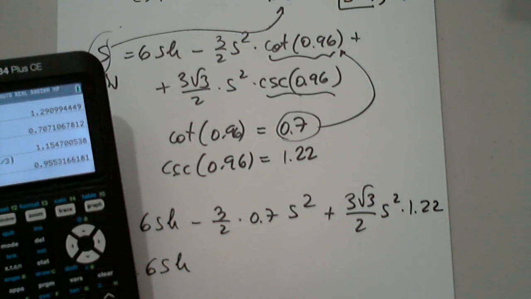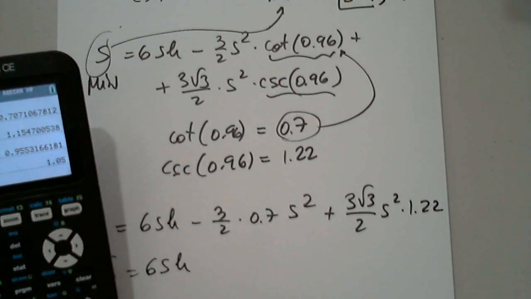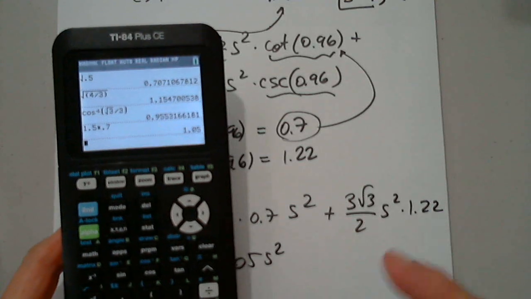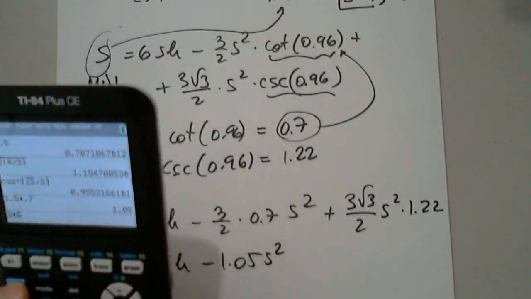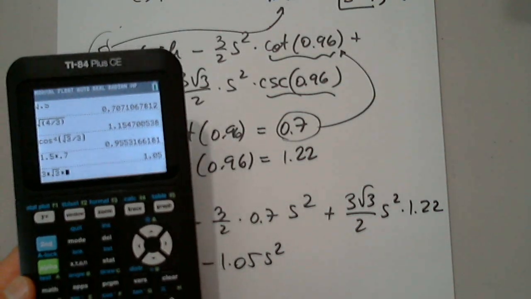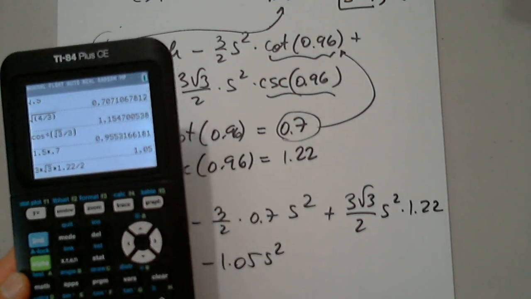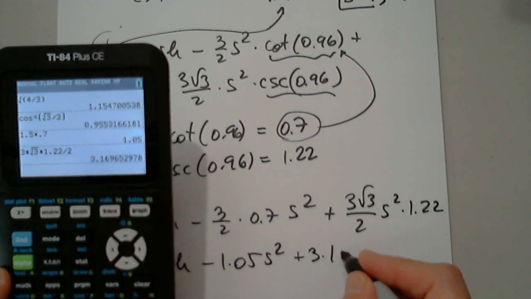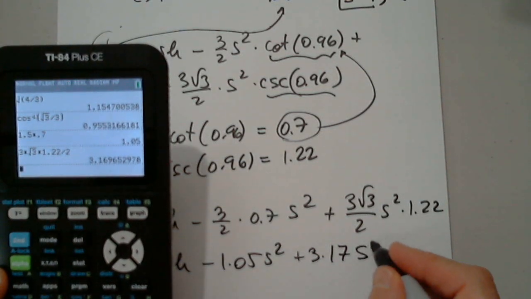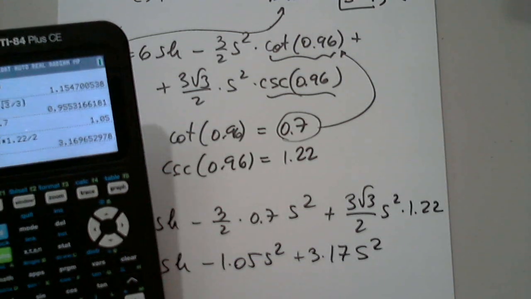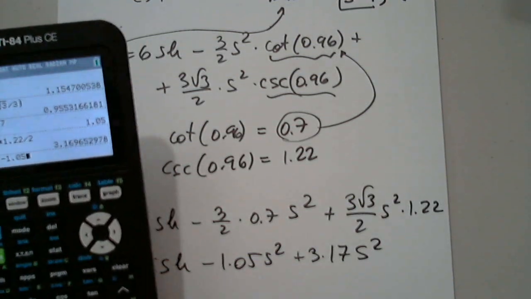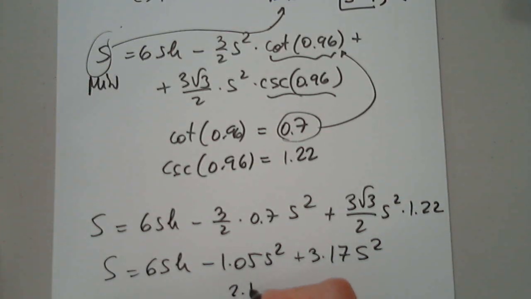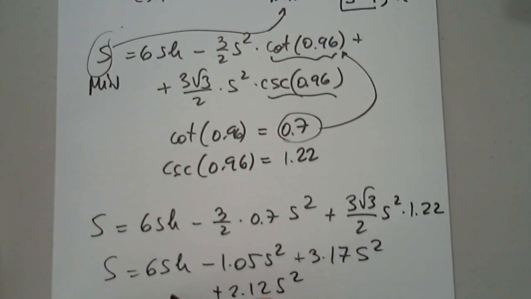1.5 times 0.7 is 1.05. And now all this here, 3 times the square root of 3 times 1.22 and divide by 2. I got plus 3.17 s squared, and 3.17 minus 1.05, because my brain is tired already, so 2.12 s squared.